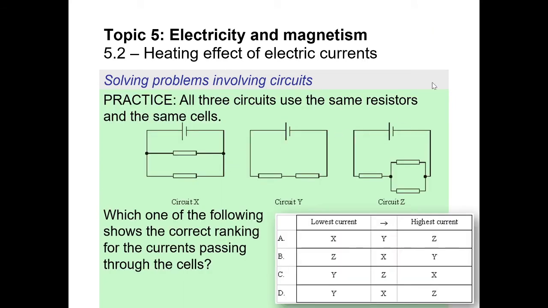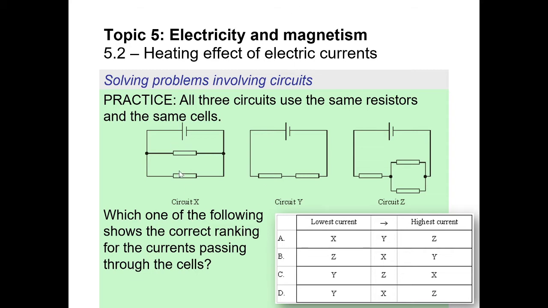All right, let's try this one. This will be our last problem on the slide, after which I'm going to show you how to handle more complex circuits. All 3 circuits use the same resistors and the same cells. Which one of the following shows the correct ranking for the currents passing through the cells?